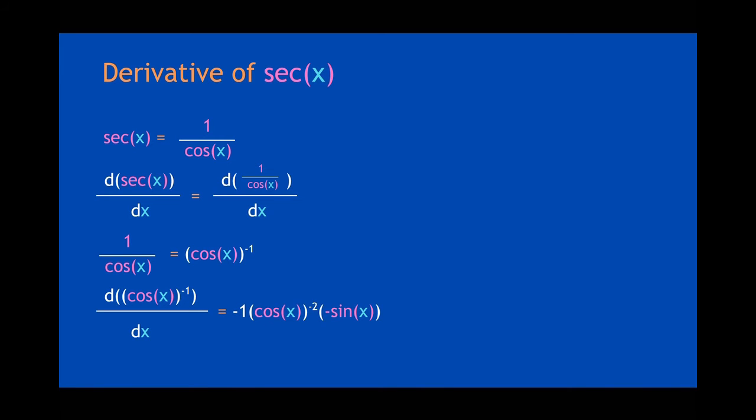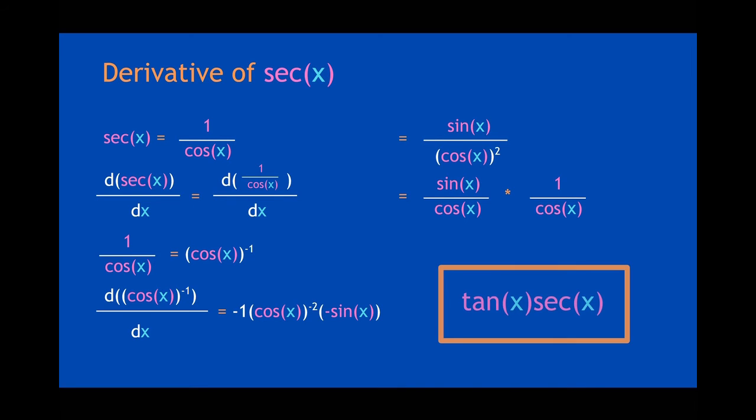From here, let's simplify, so we have that the sine of x over the cosine of x squared is equal to what we had before. Now let's separate our fractions, so we have that the sine of x divided by the cosine of x times 1 over the cosine of x is equal to what we have before, and this can be written as the tangent of x times the secant of x, which is what the derivative of the secant of x is.